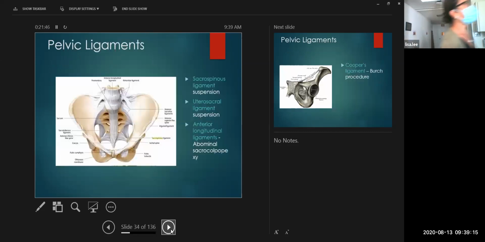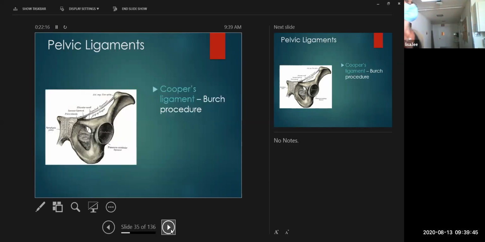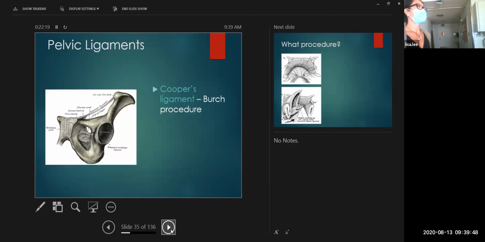We're quickly going to talk a little bit about pelvic ligaments. You have bones and then you have ligaments that hold everything together, and they're nice and firm, theoretically. You've got your sacrospinous ligament. You've got your uterosacral ligament, which is not on this picture, but it connects your uterus to the sacrum. You have your anterior longitudinal ligaments, going along the spine and down along the sacrum. That's your abdominal sacrocolpopexy. And then Cooper's ligament, and that's what you're doing your Burch on.